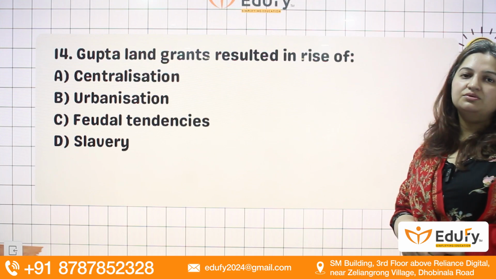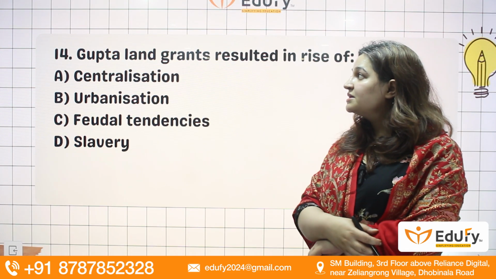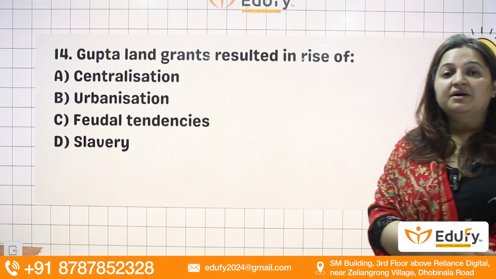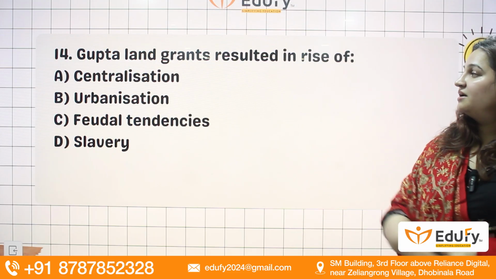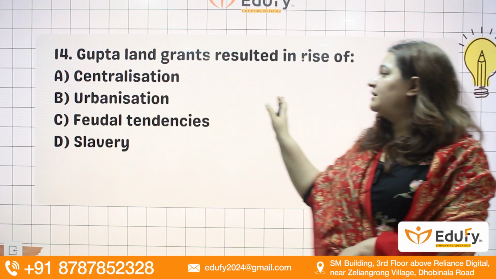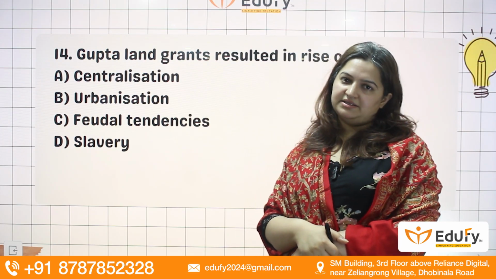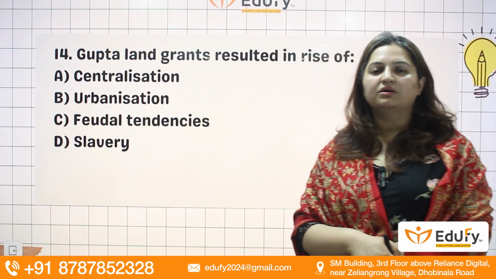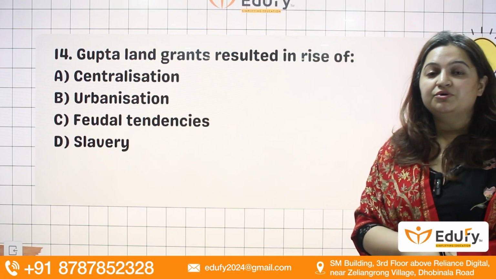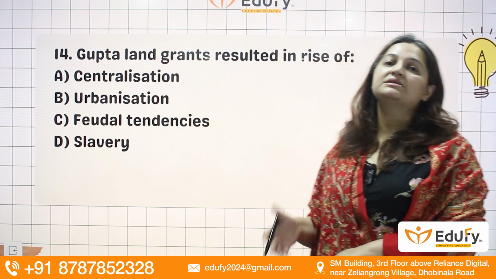Next question: as you know, the Guptas used to give land grants that were recorded on copper plates, but what happened due to these land grants? The question is, Gupta land grants resulted in the rise of what? It led to the rise of feudal tendency, or a feudal type of economy or society. So what is a feudal society? One where the main unit of wealth is land.